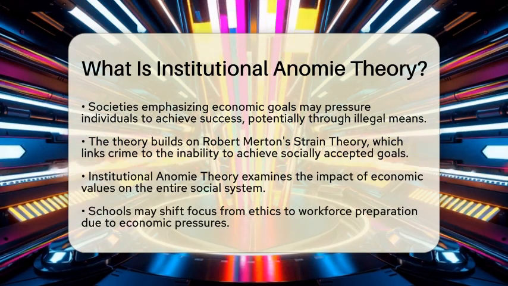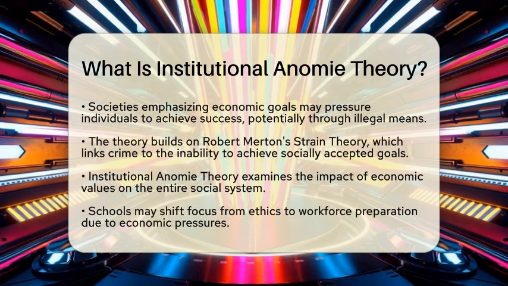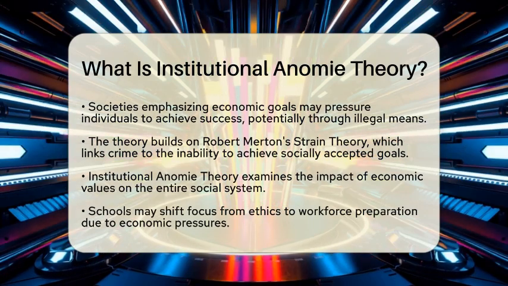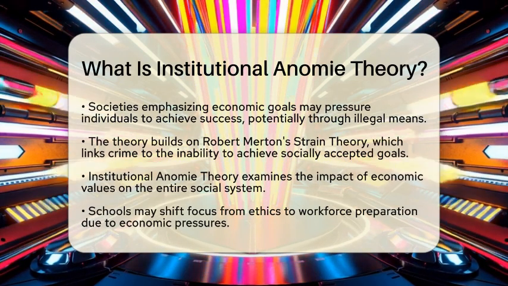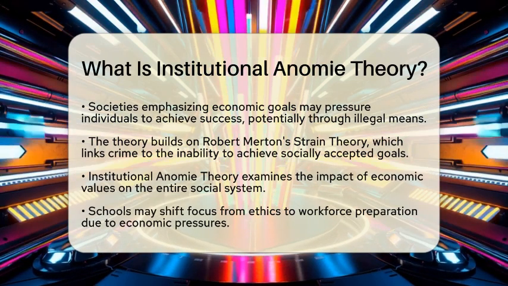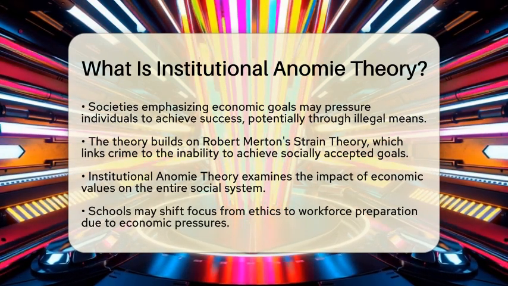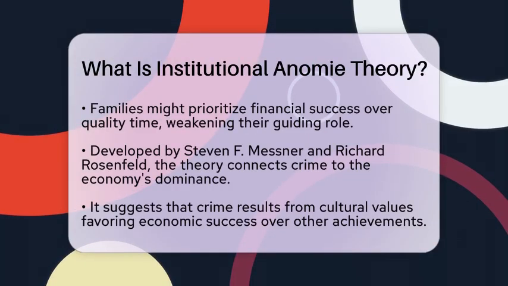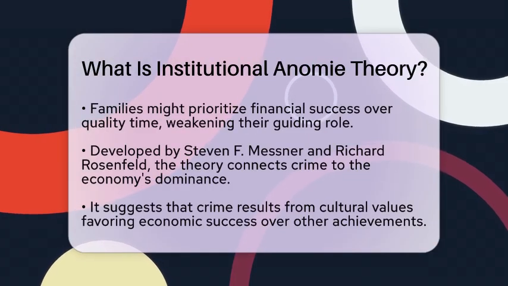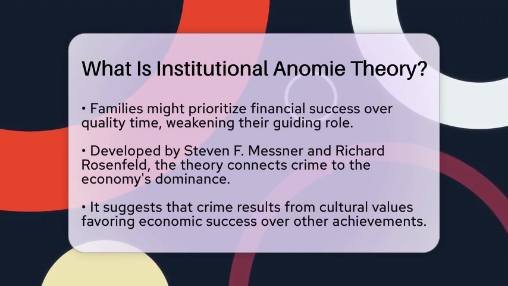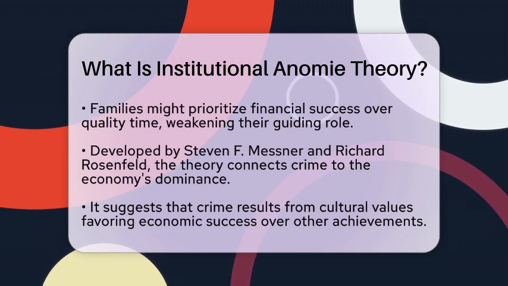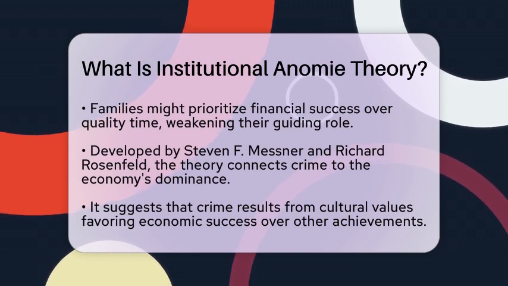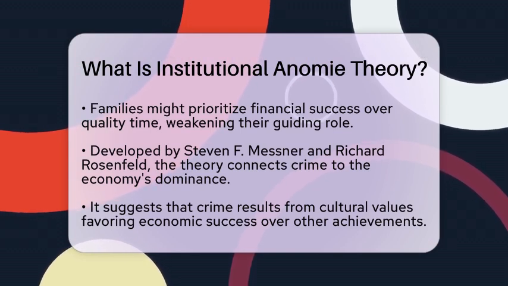This shift can weaken the ability of these institutions to guide behavior, making it more likely for individuals to act in self-interested or criminal ways. The theory was developed by Stephen F. Messner and Richard Rosenfeld. They argue that crime is often an indirect result of the economy's dominance in society. The more a culture values economic success over other achievements, the more likely people are to use any means necessary to get ahead, including illegal ones.